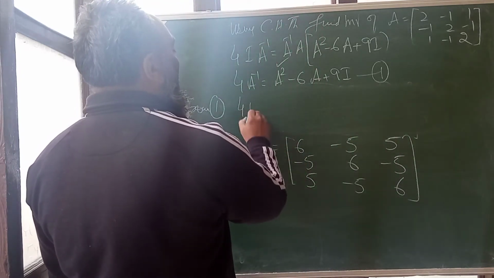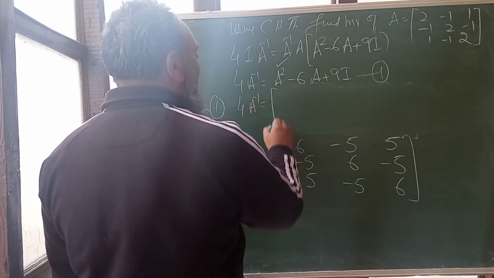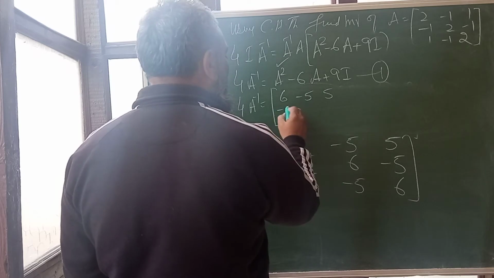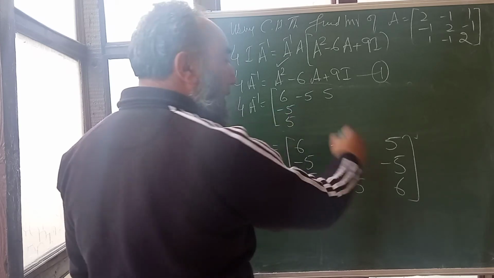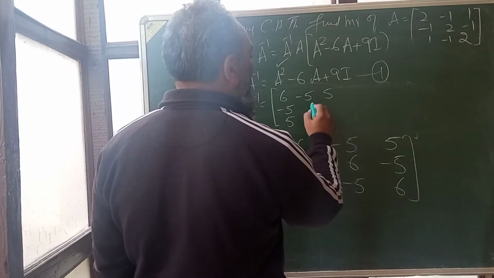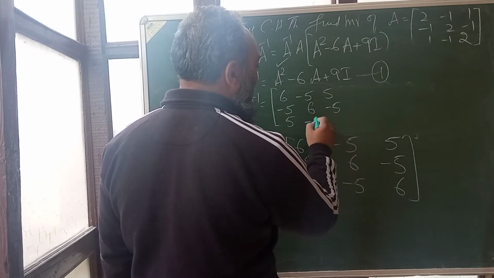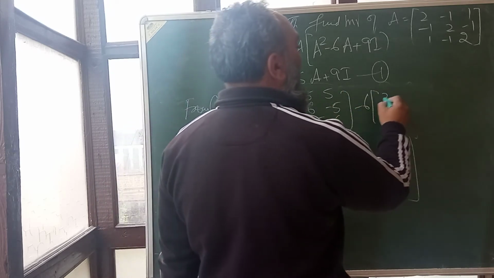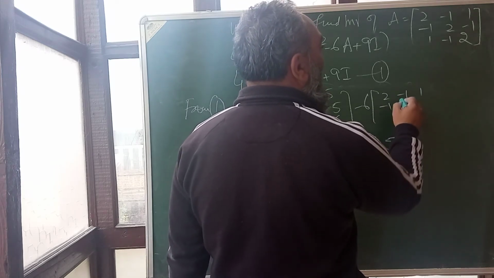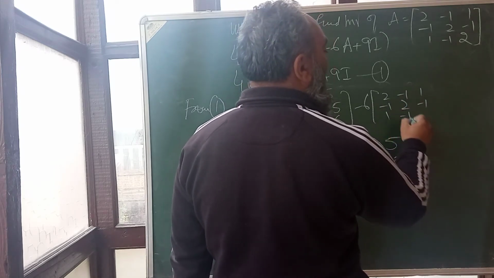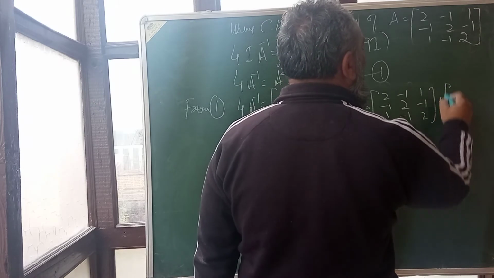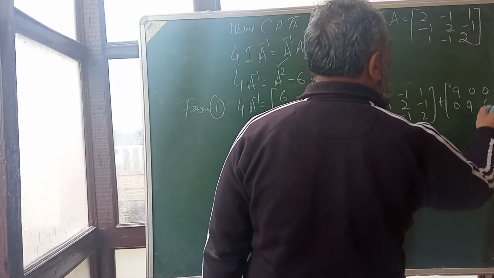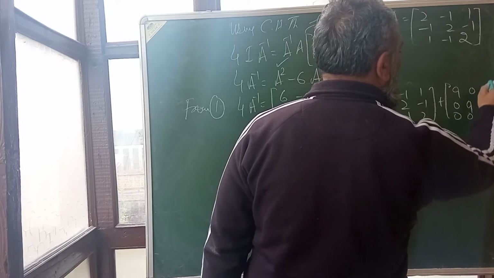A inverse is a square. This is a square: 6 minus 5, 5 minus 5, 5. This is a symmetric matrix, that is why it has come out like this. 6 minus 5, minus 5 and 6, minus 6, A is 2 minus 1, 1 minus 1, 2 minus 1, 1 minus 1 2. Then 9I: 9 0 0, 0 9 0, 0 0 9.